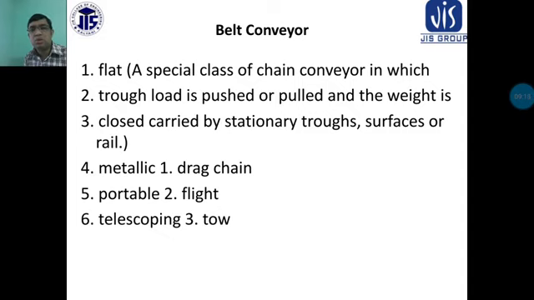In a few cases we can see the portable type of belt conveyor is used for loading and unloading conditions of the material. This type of belt is used.